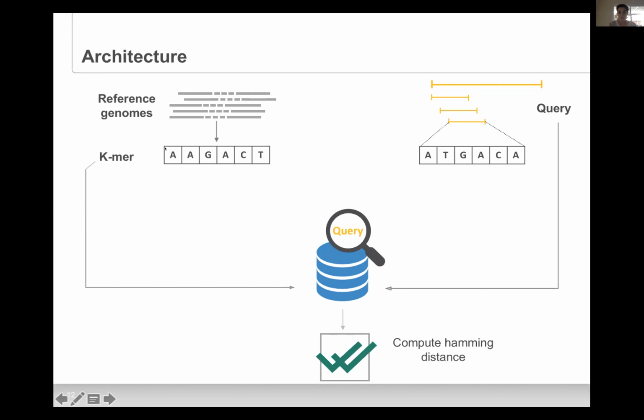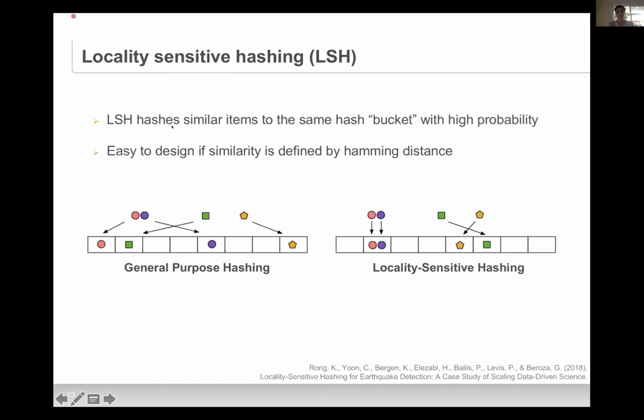However, as you might imagine, we might be dealing with tens of thousands of reference genomes, which produce billions of k-mers. So clearly, we need some meaningful way to organize these k-mers in our database so we can search them faster. And this is where the locality-sensitive hashing portion comes in. Locality-sensitive hashing, unlike standard hashing, where you're trying to differentiate between genomes, allows you to hash similar items into the same bin with high probability.